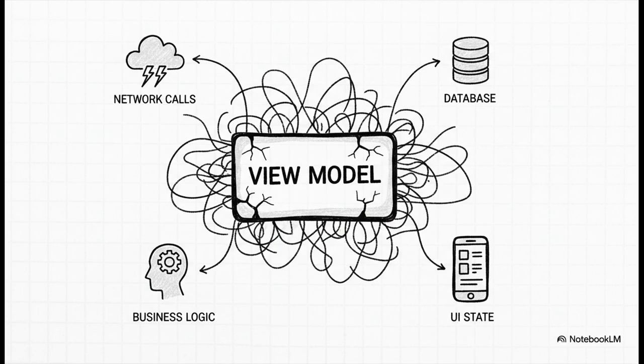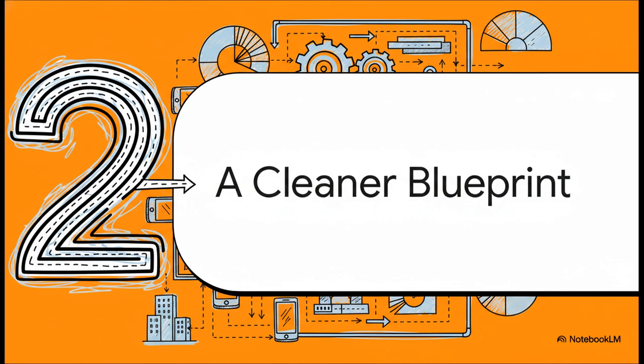And a lot of the time, this is the culprit right here. We all start out with the best intentions, right? We use MVVM, but before you know it, your view models have turned into these enormous, bloated monsters, what some people call God classes. They're trying to do everything. They're making network calls, they're talking to the database, they're running all the business logic, and they're managing the UI state. It's just too much for one class to handle, and that's exactly where the clean code base begins to fall apart.